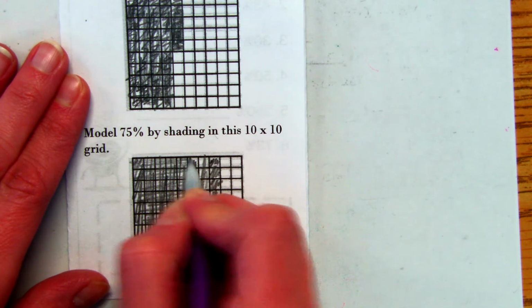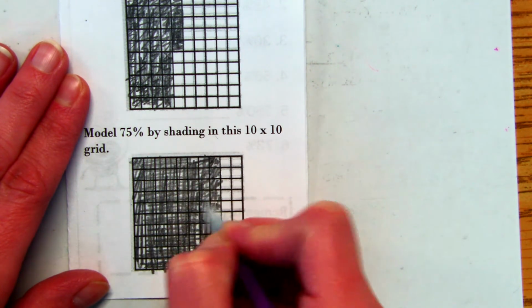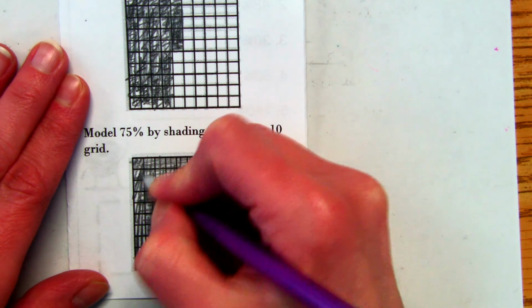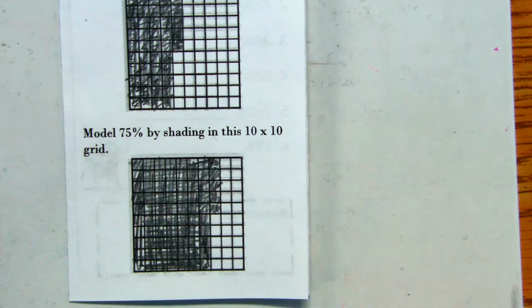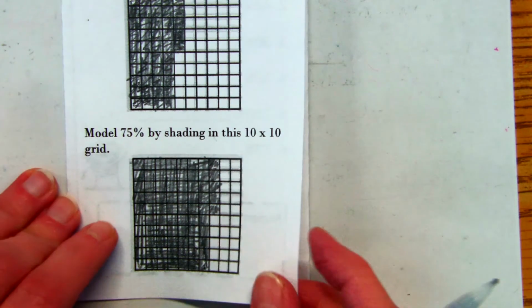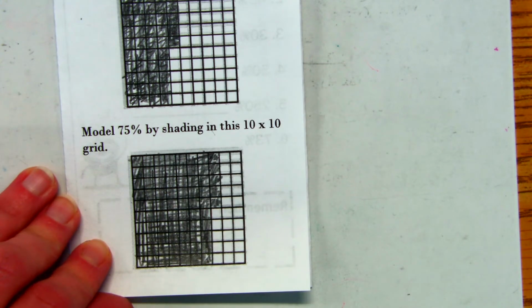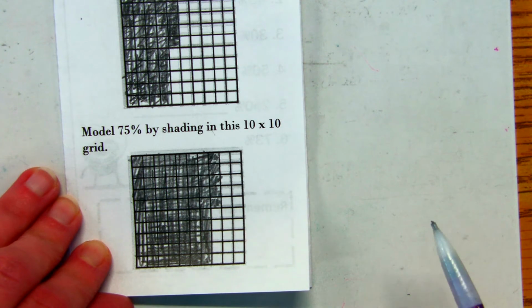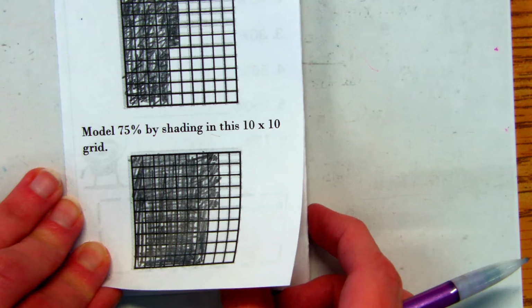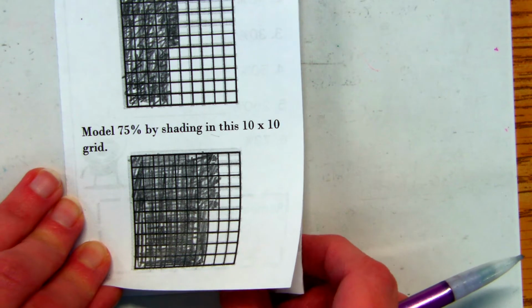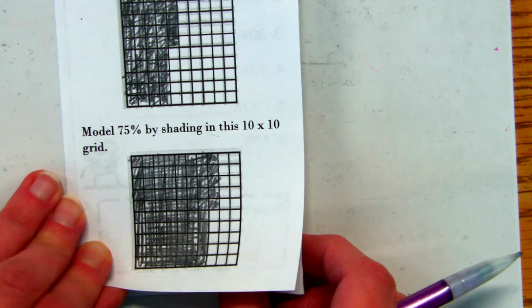We're just shading this in and reviewing kind of what percent is. Percent means out of 100. That's where the cent part of percent comes from. So when we're shading things, it's out of 100. Okay, so we should be getting pretty close to done with that. Everybody's enjoying their coloring time.